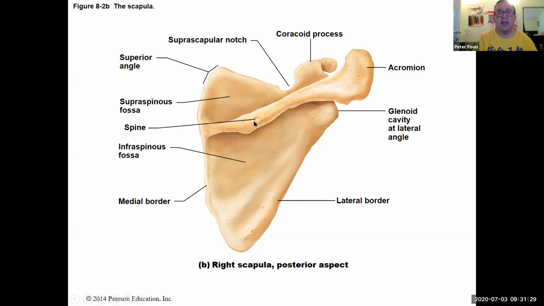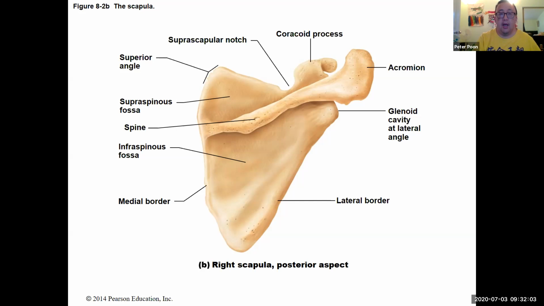The spine separates this big piece into two locations, top and bottom. The top is above the spine, and above is supra, so supraspinous fossa, the fossa above the spine. This one is under the spine, so infraspinous fossa.